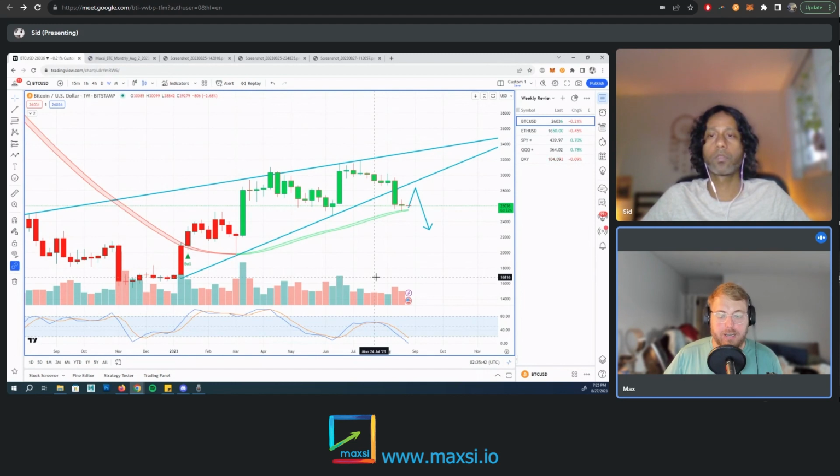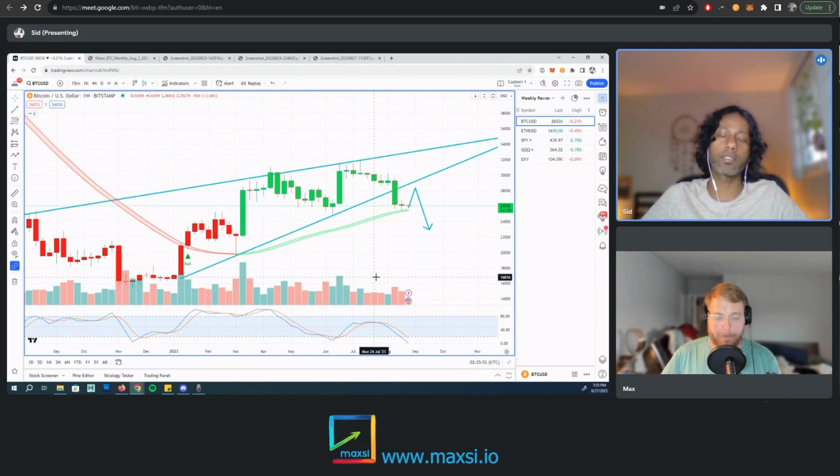resistance level, exactly. And keep in mind that we've been looking at this and tracking it for a couple months now. And of course, it's been playing out exactly as we have expected with our technical analysis.